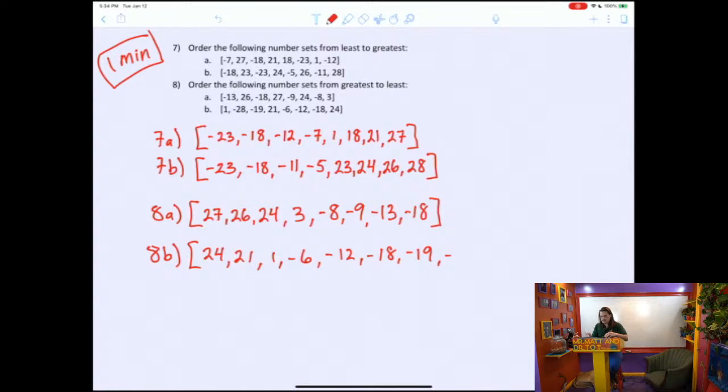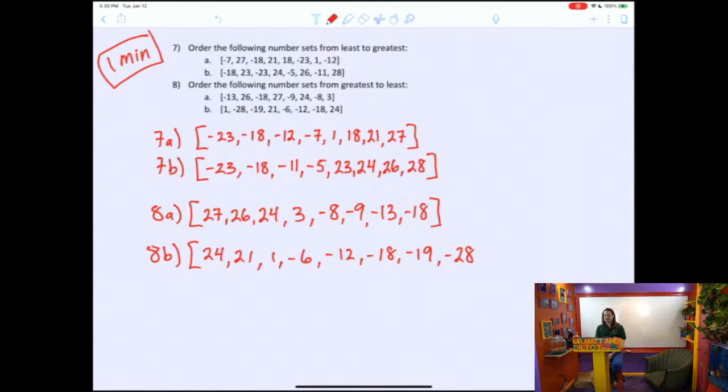Okay, so looking at 7 and 8, ordering from least to greatest for 7a, we're going to have negative 23, negative 18, negative 12, negative 7, positive 1, positive 18, positive 21, and positive 27. For 7b, we're also listing least to greatest. Starting with the most negative, we have negative 23, negative 18, negative 11, negative 5, positive 23, positive 24, positive 26, and then positive 28.